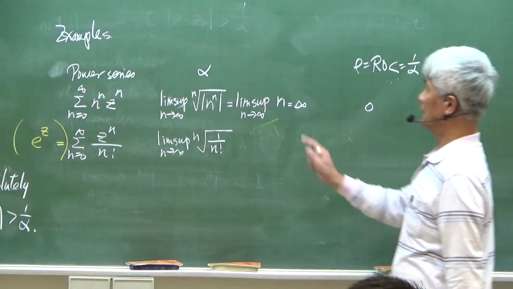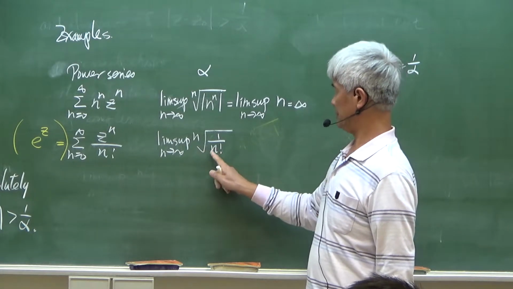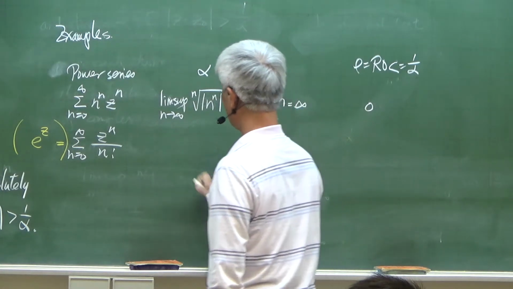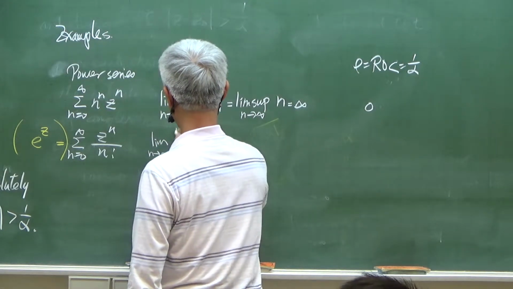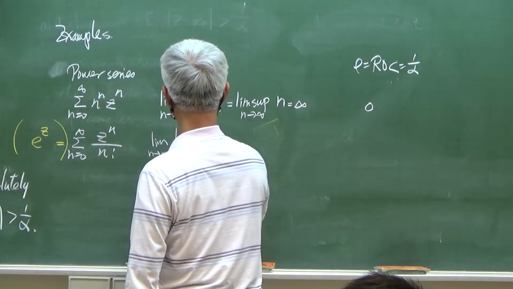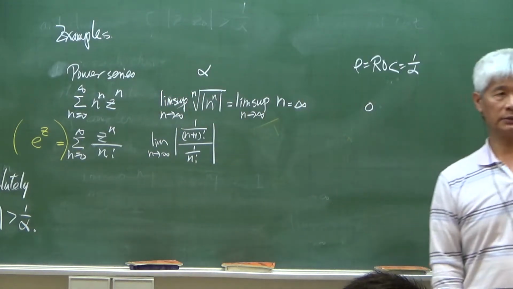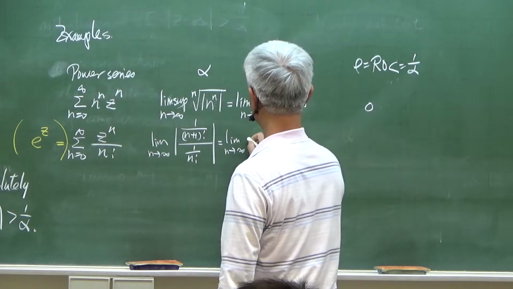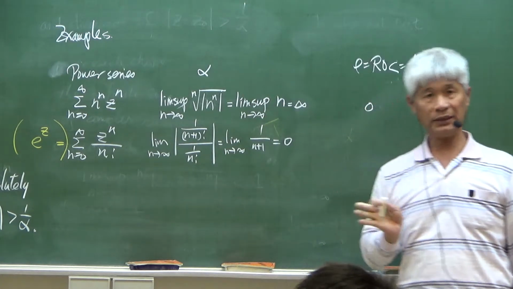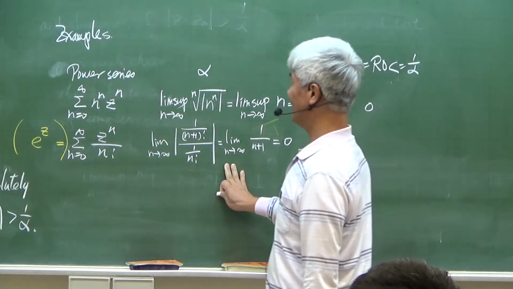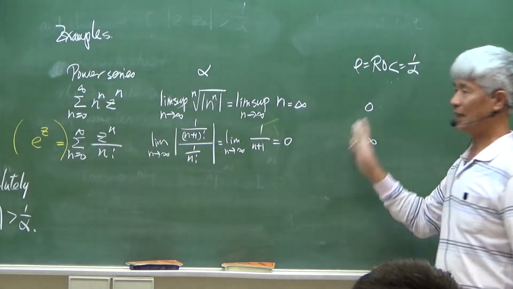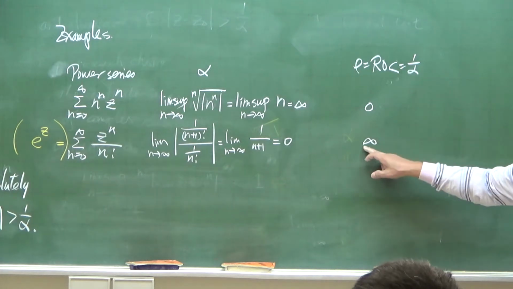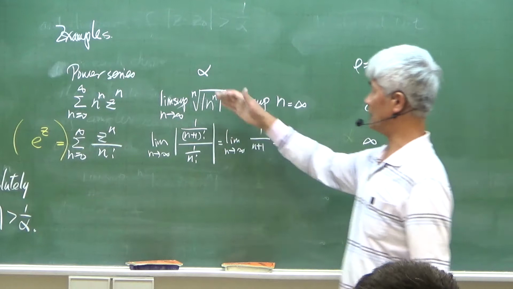If we want to compute this one directly, we find that it is quite hard. So instead of that, we use the ratio test, so we have 1 over (n plus 1) factorial over 1 over n factorial. We use it to see if the limit exists. The limit is equal to 1 over n plus 1, so it's 0. So indeed, the limit exists, and so rho is infinity. That means this power series converges everywhere in the complex plane because the radius of convergence is infinite.